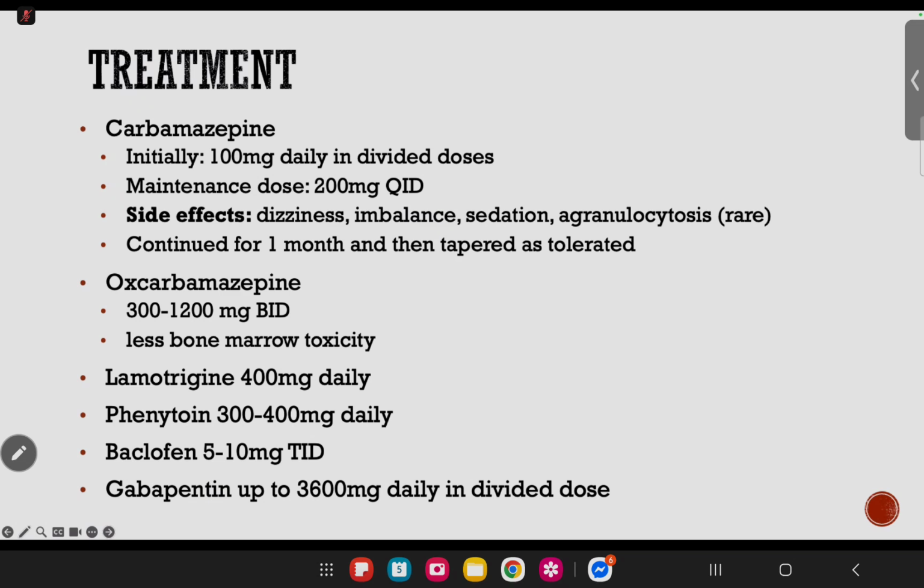Another drug is oxcarbazepine, given at 300 to 1,200 milligrams 2 times a day. It is an alternative to carbamazepine, which has less bone marrow toxicity, but it is probably less efficacious. If these agents are not well tolerated or are ineffective, lamotrigine, phenytoin, or baclofen may be tried. Gabapentin may also be given for occasional pain relief.